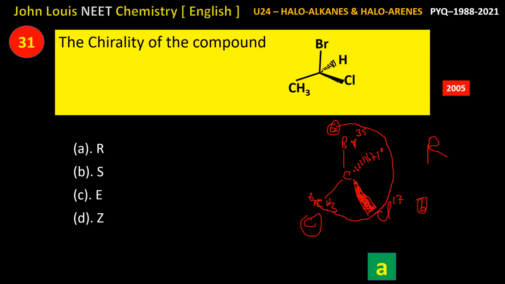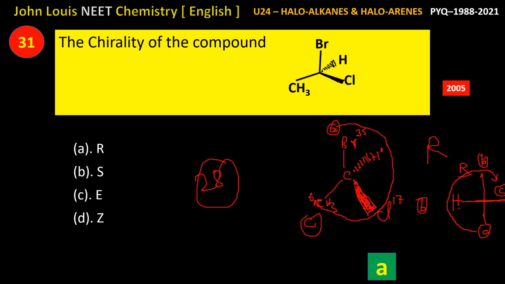But you might ask me, sir, in question number 28, you said when the line is crossing the hydrogen, then we have to change R to S and S to R. But that is only when it is shown in 2 dimensions. There in question number 28, it was given like this: hydrogen, the priority A was here, and B was here, and C was here. So it is given in 2 dimensions. Therefore, when it is moving here, it is crossing the low priority hydrogen. That is why we change. When it is moving in the clockwise direction, it is R, but that should be considered as S. But here it is given in 3 dimensions.